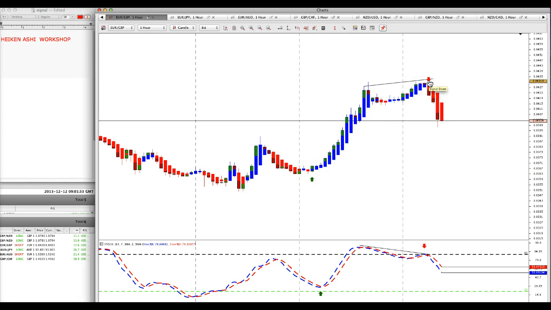So in this trade setup, notice that the market turned around, the two lines have actually crossed on the 1 hour chart, and I would have taken my trade on the second candle right here.